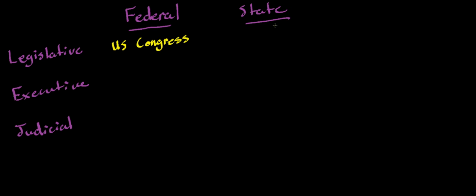Every state also has a legislative branch. The state governments are simply a mirror image of the federal government. In the state of Washington, there is a state legislature. Some states call their legislative body something different. Some call it a state assembly, some call it a general assembly, but every state has a legislative body.